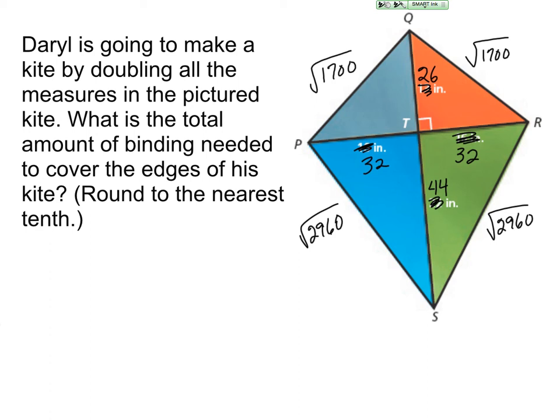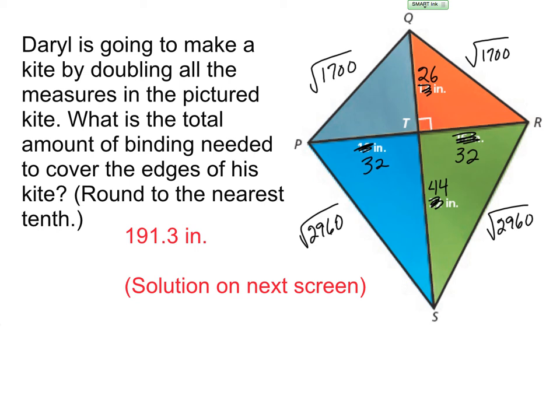The square root of 9,320. Okay, wait a second. You can't add these together unless they are the same. I mean, you can't come up with the square root of something like that. Well, what? Just come out to 191.3. Okay, so do the square root of 1,700 plus square root of 1,700 plus square root of 2,960 plus square root of 2,960.